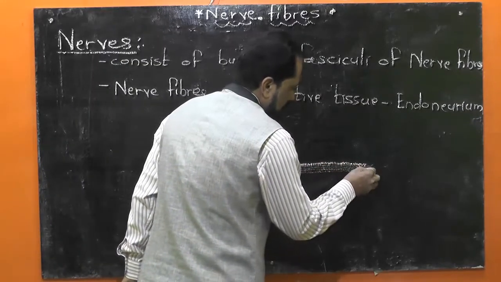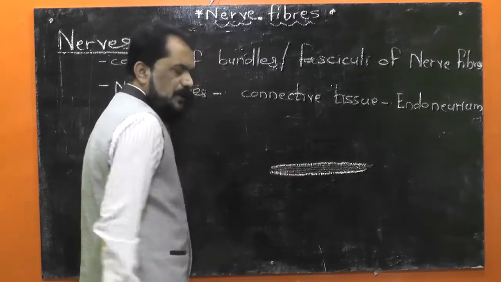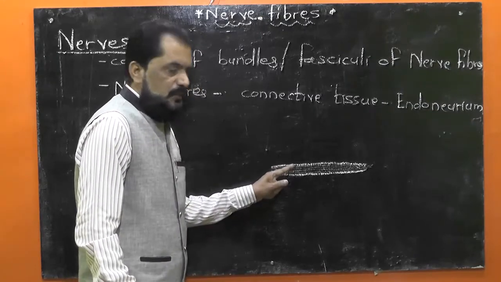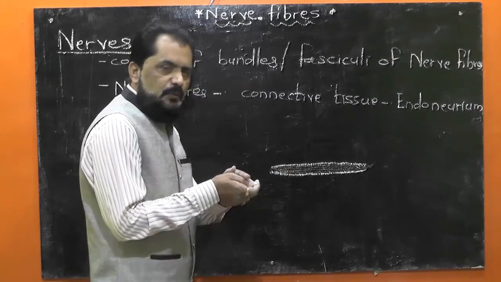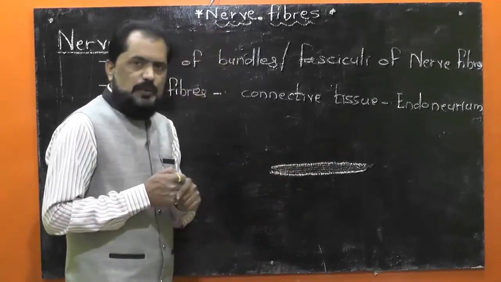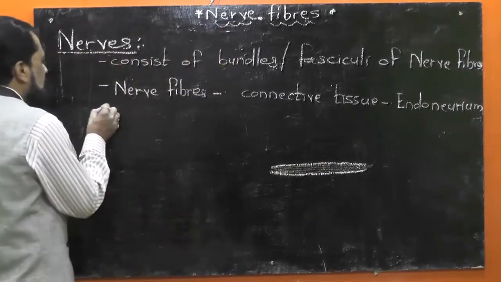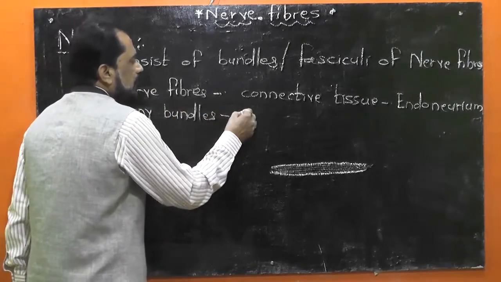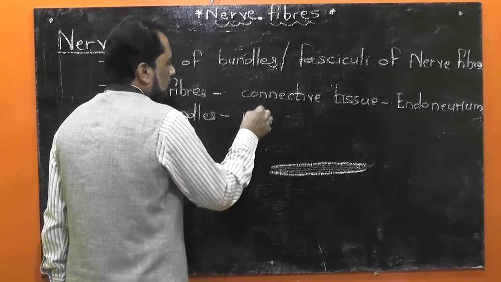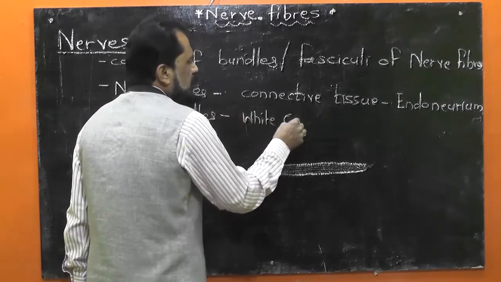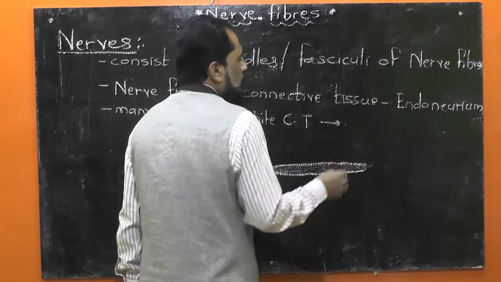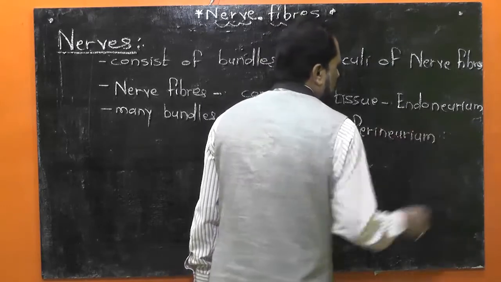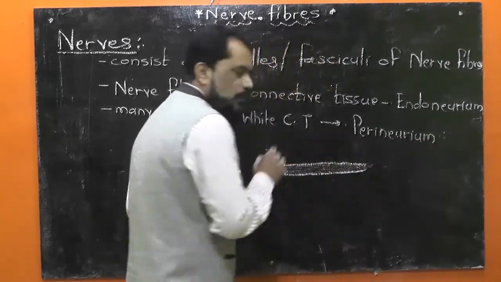Now, this is one bundle of nerve fibers. Consider that here is a single bundle. This is a single fasciculus, and in this single fasciculus many nerve fibers are held together by means of endoneurium. Such many fasciculi, such many bundles, are held together by means of white fibrous connective tissue known as perineurium.